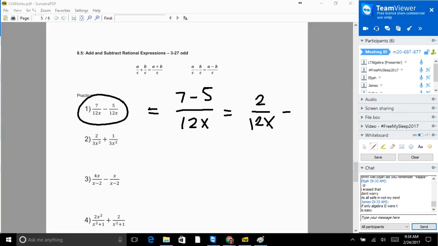Can I simplify this a little bit? Yeah, right? 2 over 12x is 1 over 6x. So that's easy.